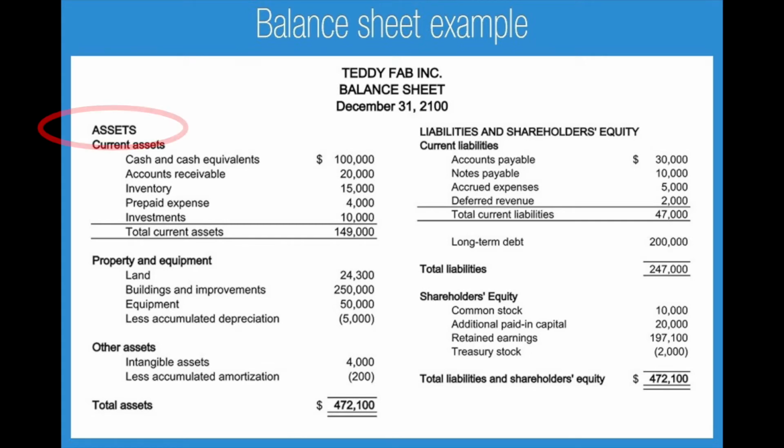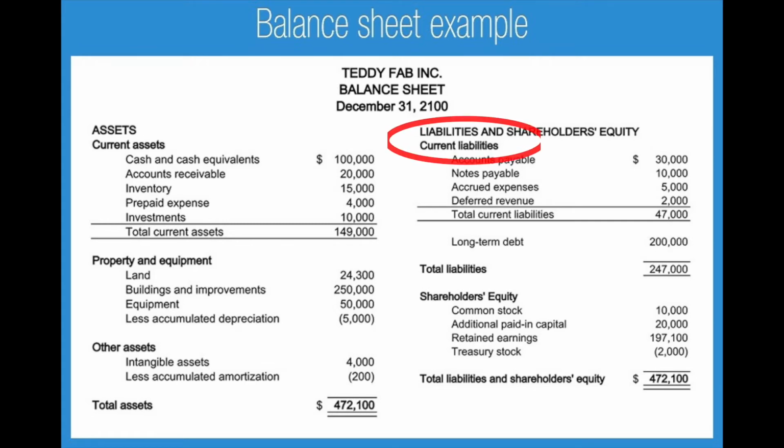So you will always find your assets listed first. This is all the stuff that the company owns legal title to and is expected to generate future benefits for the company. So everything from cash in the bank to accounts receivable being, in other words, money that the company is owed, to equipment the company has purchased to run their day to day operations, and so on.